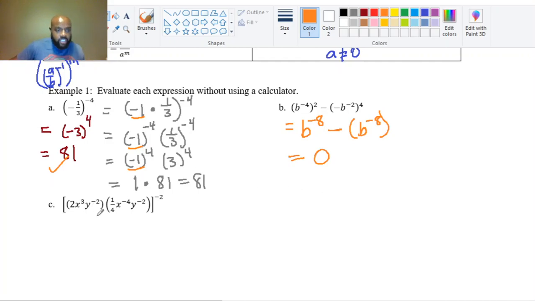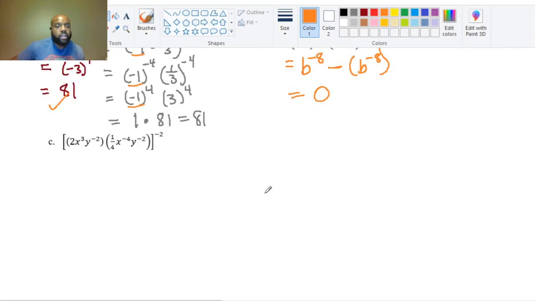I have this expression, 2x cubed y to the negative second times 1/4 x to the negative fourth y to the negative second. All of that's raised to the negative 2 exponent. What I'm going to do is take this step by step. All right, I have a product here within this parenthesis, or these brackets. Here I have a square bracket. It doesn't mean anything special. It's just a grouping symbol.